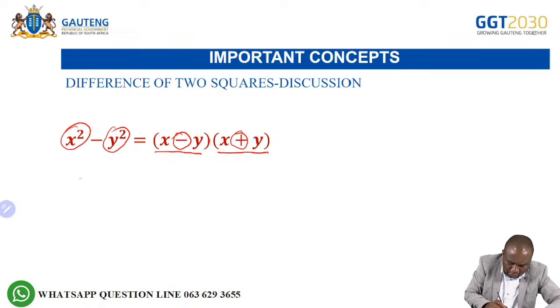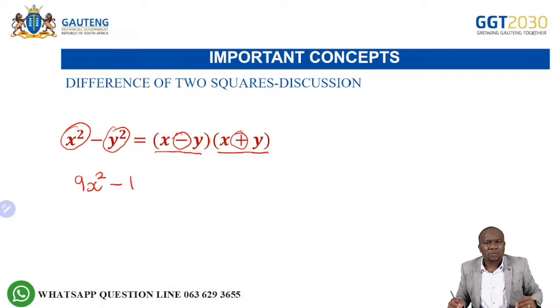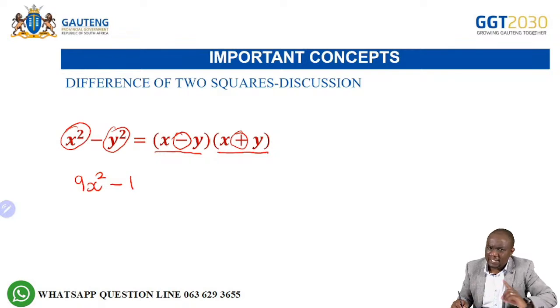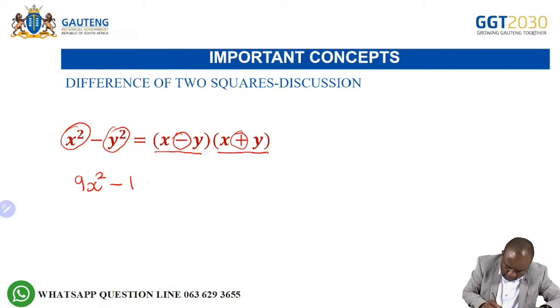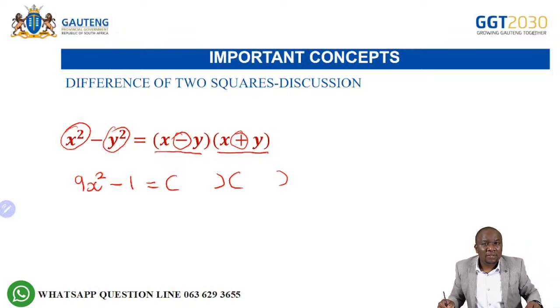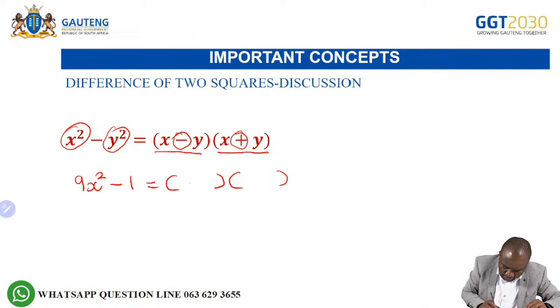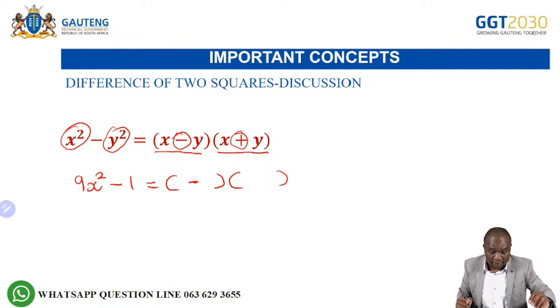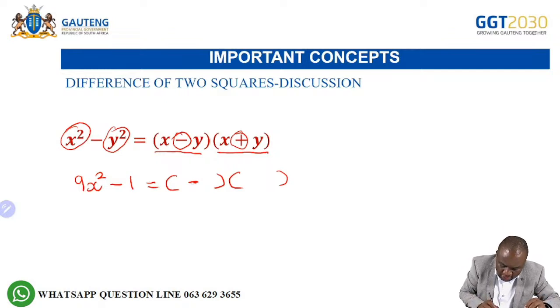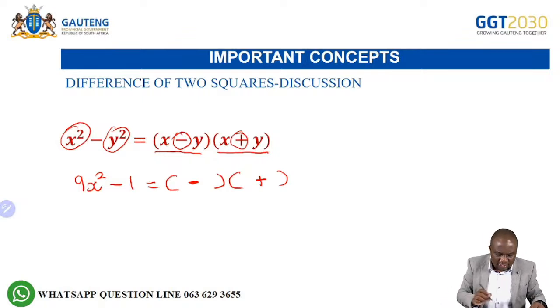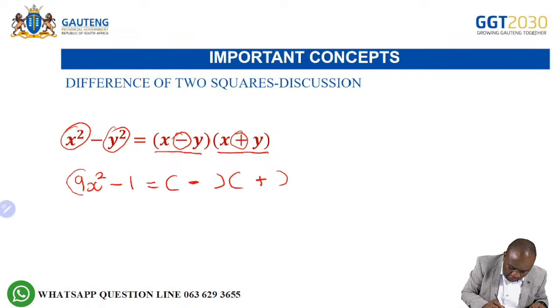Let's say we are asked to factorize 9x squared minus 1. What do we do? It's very easy, grade 10s. Very, very easy. You are going to have how many brackets? Two brackets. Okay? And then, which signs are you going to have in these brackets? Two signs. Let's call them operations because here we're subtracting and adding. So it's minus and plus. You see that?